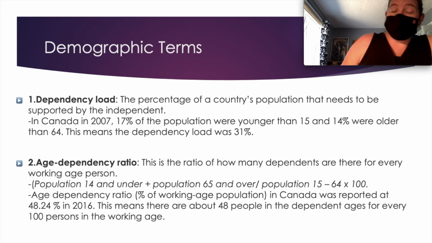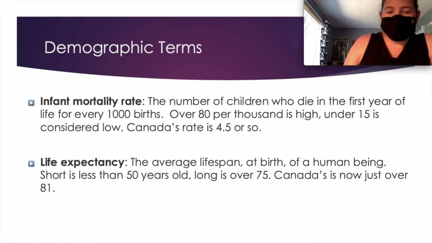The age dependency ratio is the ratio of how many dependents there are for every working age person. The population of 14 and under plus the population of 65 and over, divided by the population of 15 to 64, times 100, is roughly 48.2 in 2016. That means there are about 48 people in the dependent ages for every 100 persons in the working age. So that is not good. That means 100 people are relying on only 48 people to support them, which is not great.